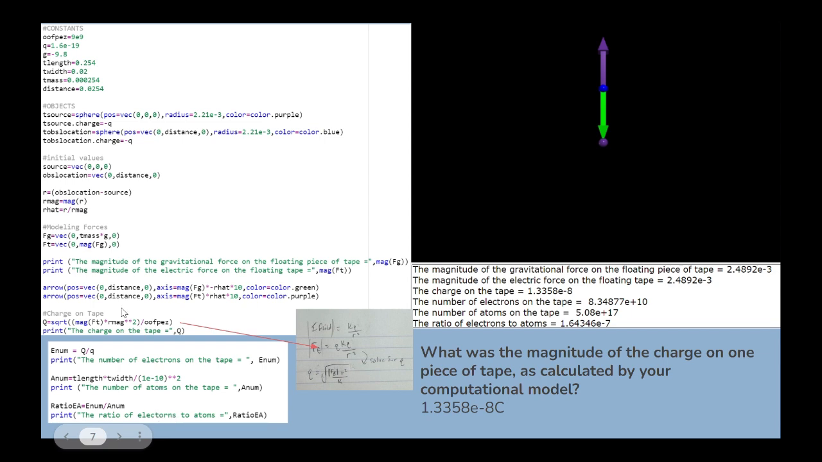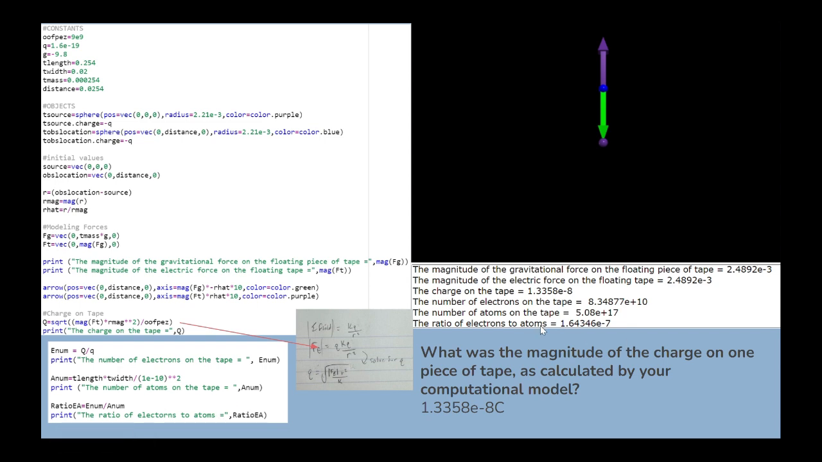So to get the charge on the tape, we had to work with the electric field and Coulomb's law in order to work backwards to get that Q equals the square root of force times R squared over Coulomb's constant, which is seen right here, and we get that the charge on the tape is this number right here. For the number of electrons, we take the charge divided by little q, which is the charge of one electron, and that will give us the amount of electrons, and then the number of atoms on the tape is the length times width divided by the surface area of an atom. And then the ratio is just electrons divided by the atoms.